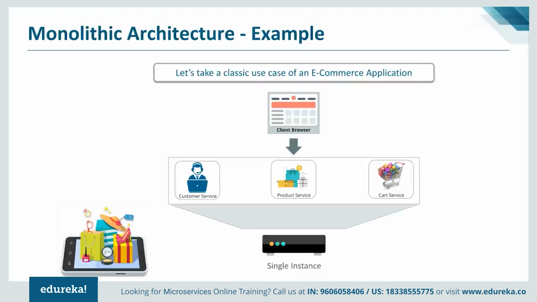When you launch the application, it is deployed as a single monolithic application. There's only one single instance, if you can notice. We have customer service, product service and cart service, and when you deploy all these services, it will be a single monolithic application. Now, in order to scale it, you can run multiple instances of this application behind a load balancer. Now, let me discuss a few advantages of this application.